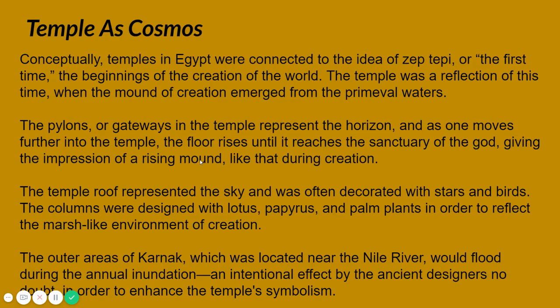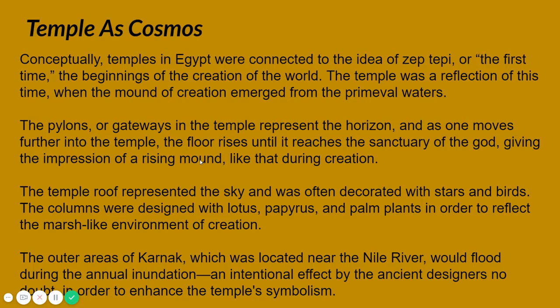Okay, so the pylons, this is where the symbolism comes in. The pylons, those big, huge gateways, represent the horizon. And as you would move through, remember how very long and rectangular this complex was. As you would enter the gates and move further into the temple, the floor would actually rise, like a subtle incline, until you would reach the sanctuary of the god Amun. It would give that impression of the mound, symbolic of the mound of creation.